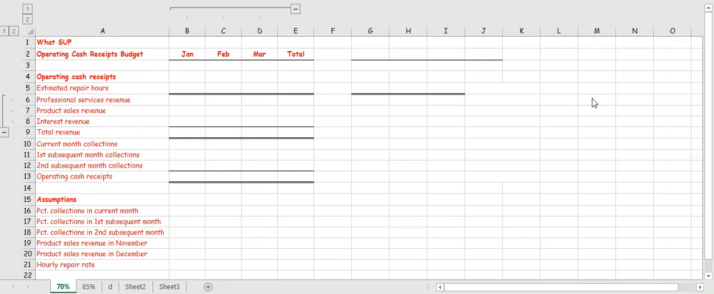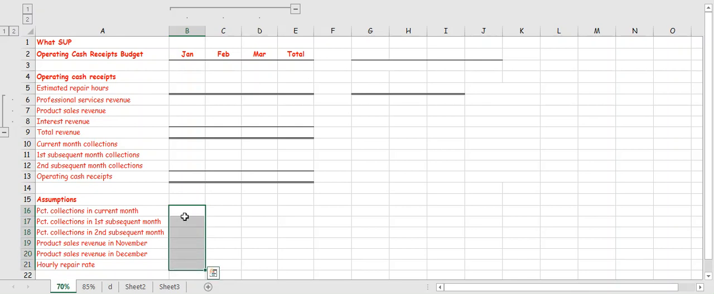You make a sale, but you don't collect it all the way. Maybe you sell it in January, but you don't collect until February, or maybe you don't collect till March, right? So the first step is to work through that first data set and get a good understanding of these cash receipt budgets. And then the second step is to get these assumptions in.